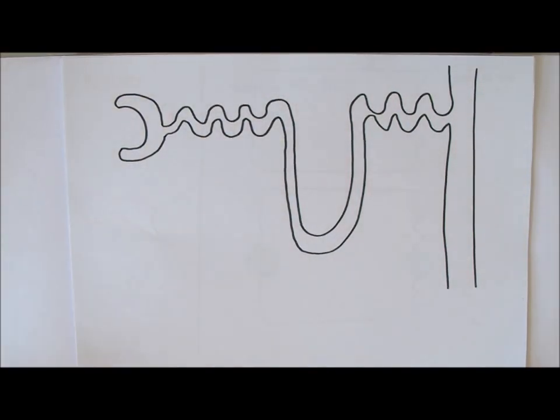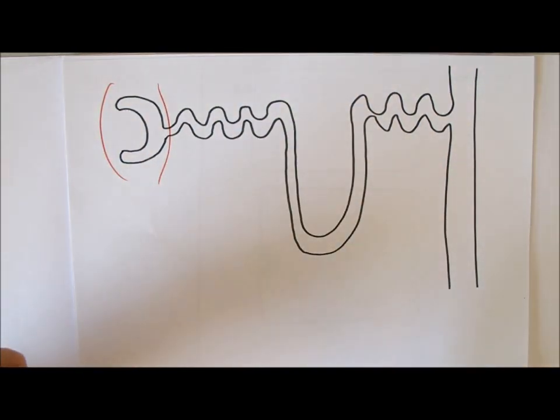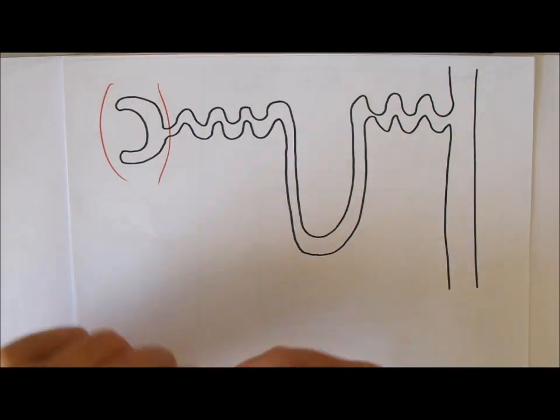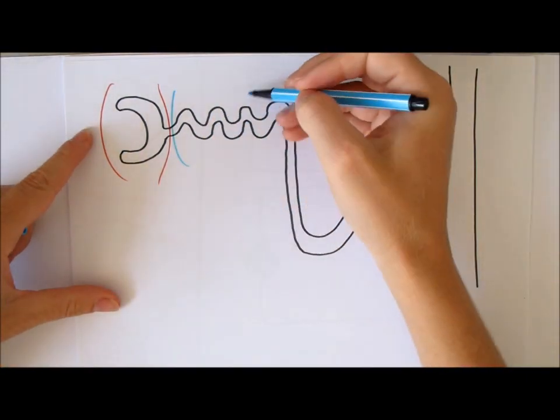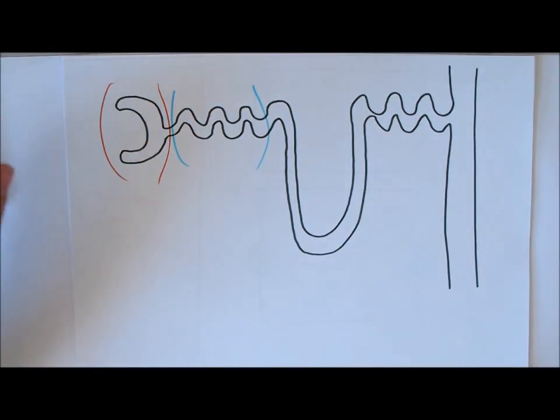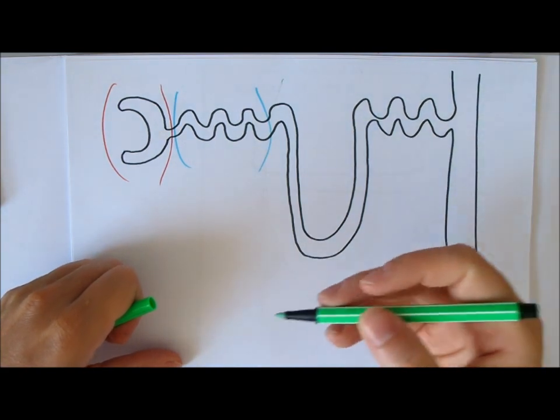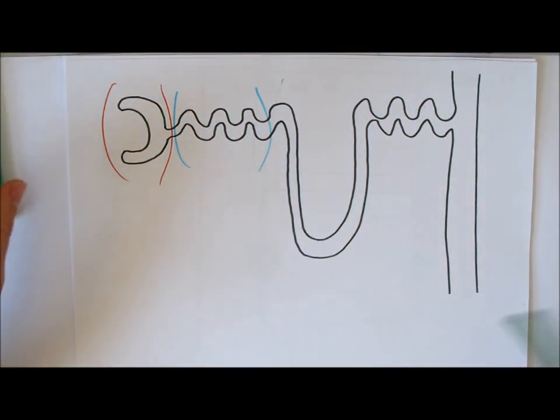Looking at the ultrastructure of the kidney. So first of all, this area here is the Bowman's or the renal capsule, which is where ultrafiltration takes place. This is the proximal convoluted tubule, where selective reabsorption takes place. This is the loop of Henle, where the reabsorption of water occurs.